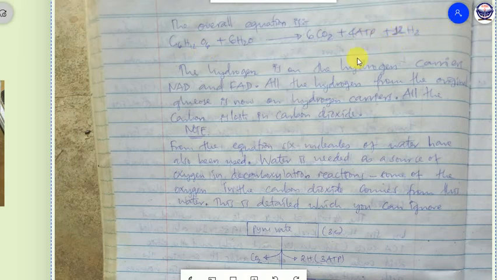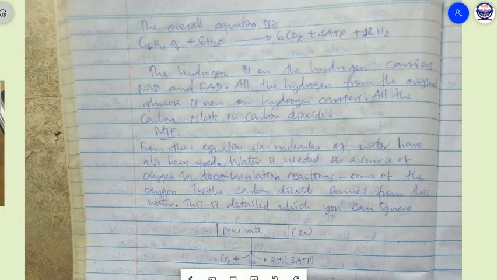Hizi hydrogen 12, maanake hydrogen kati ya hizi 12, hydrogen 4 zinakuwa zinatokea kwenye glycolysis. Kwa hiyo zikitoka 4 zinabaki ngapi? 8. Katika hizo 8, 6 zinachukuliwa na NAD kwenye Krebs cycle, 2 zinachukuliwa na FAD, jumla zinakuwa 12. Hiyo ni hesabu ya kawaida tu jamani, kwa hiyo usishangae. Now tunasema kwamba the hydrogen is on the hydrogen carriers which are NAD and FAD. All hydrogen from original glucose is now on a hydrogen carrier.